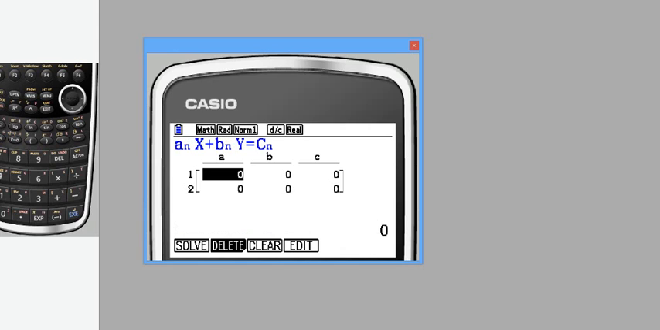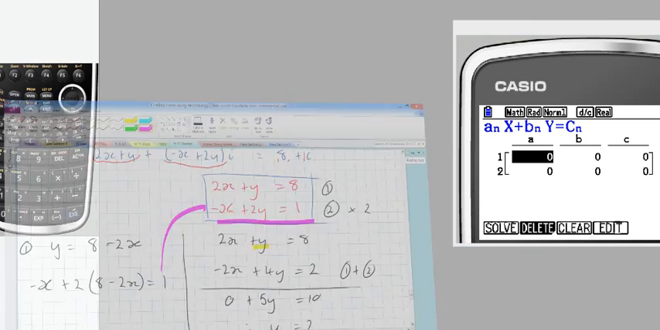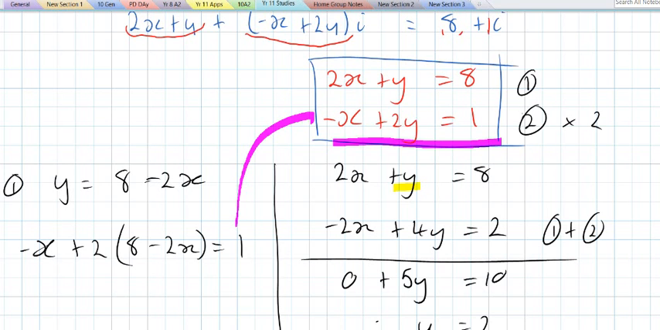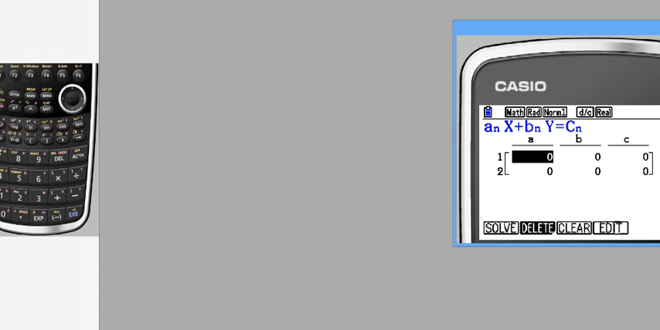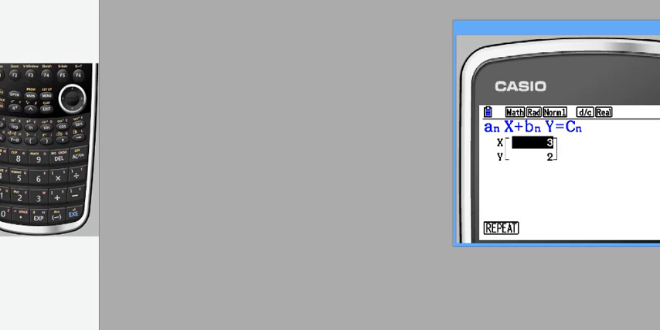And we have essentially ax plus by equals c. And from our original equations, our entries are going to be 2, 1, 8, minus 1, 2, 1. So 2, 1, 8, minus 1, 2, 1. And then we ask it to solve. 3 and 2.